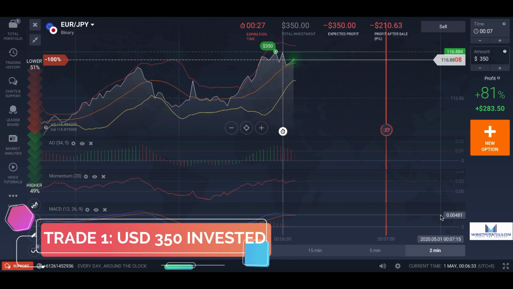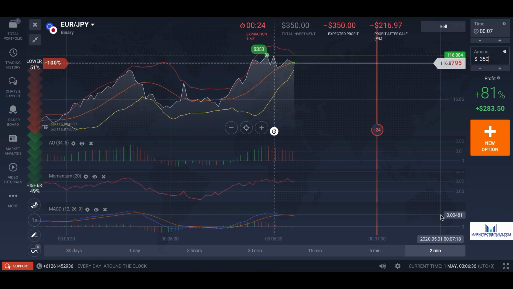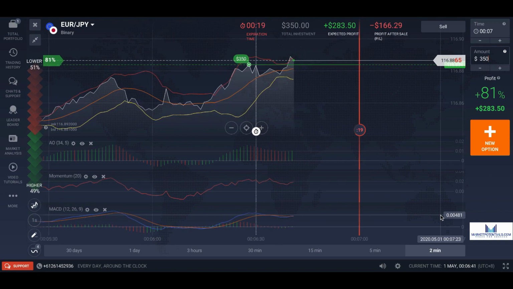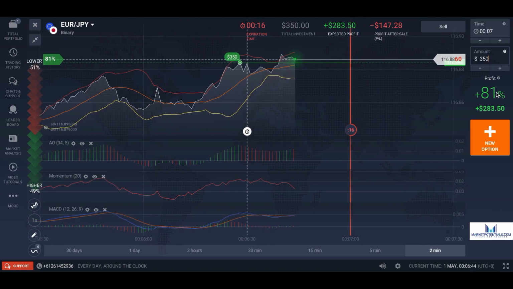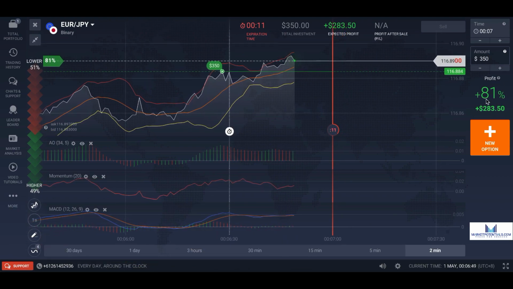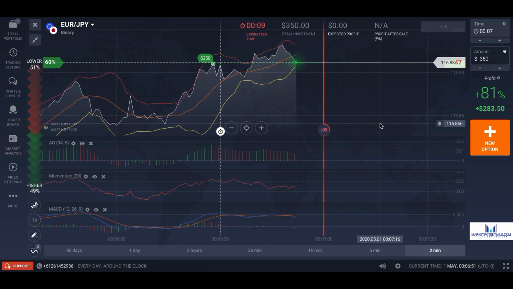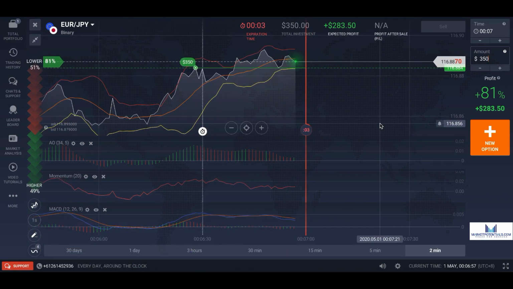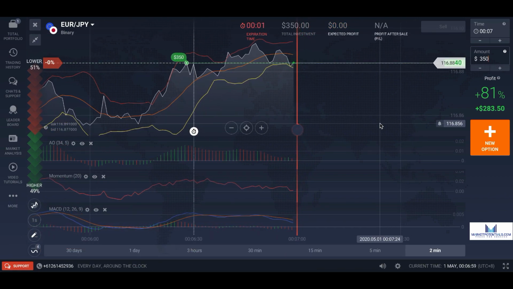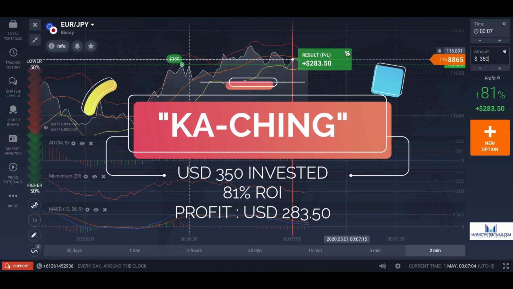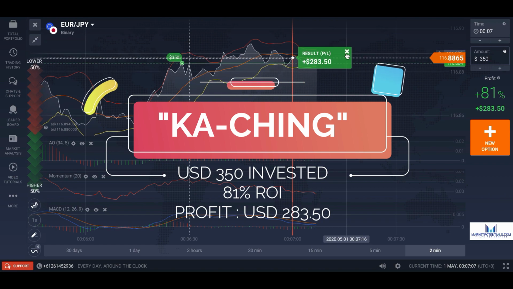Now, I've just gone ahead and put in my first trade for the evening, and I've selected $350. On a successful outcome, I stand to pocket 81% return, so that's $283. So that's just over halfway of what I intended to make. Again, guys, that was $400 in net profit, by every day. So today is day 4, and we do have $283.50 pocketed from the first trade of the evening.